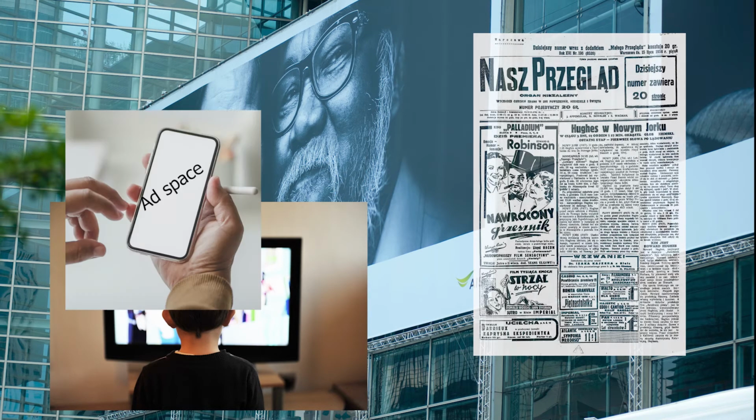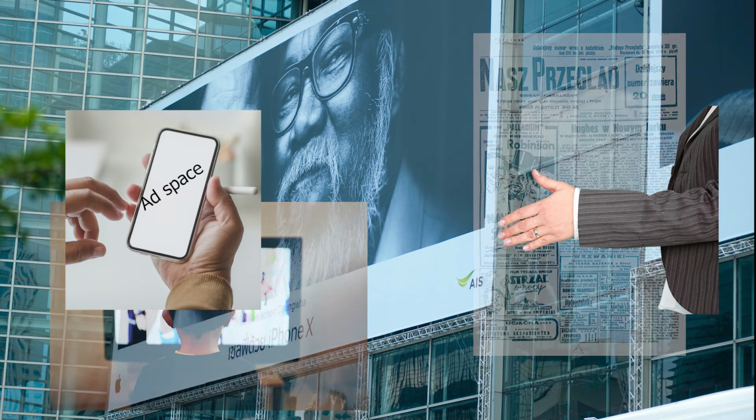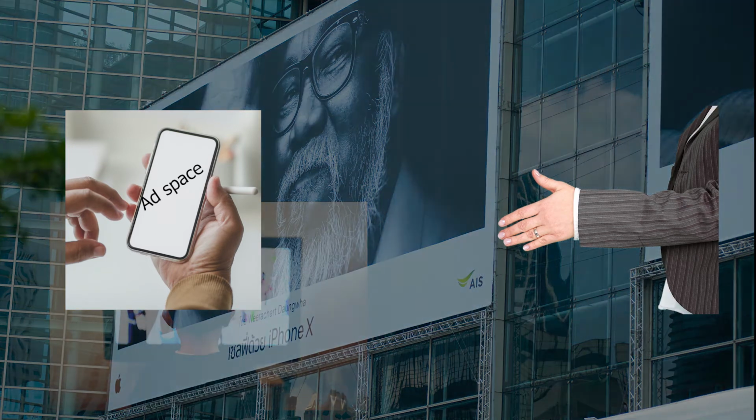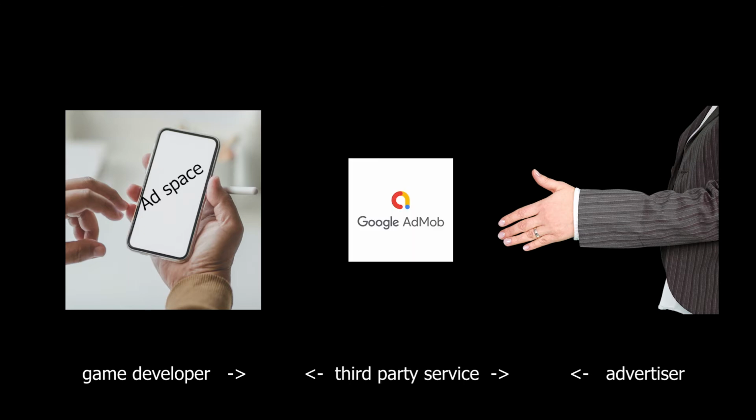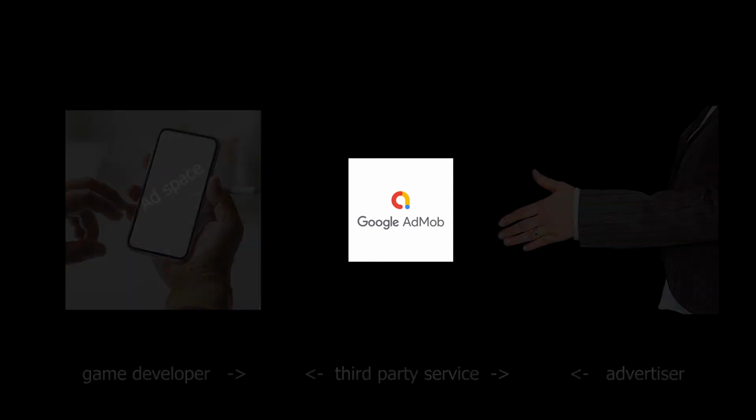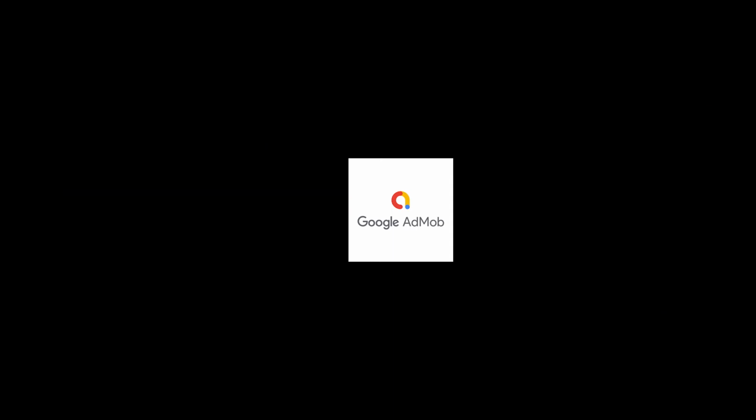If you own a platform in which ads can be shown, then companies will want to pay you to have their ad on it. Except in a mobile game context, the difference is that between the platform provider, meaning the game developer, and the advertiser, meaning the company who wants their ads displayed, there usually exists also a third-party service such as Google AdMob. They function as an agent and a middleman of sorts.